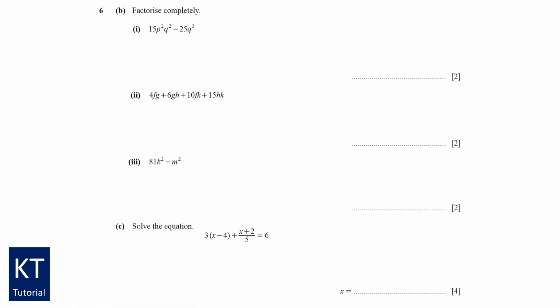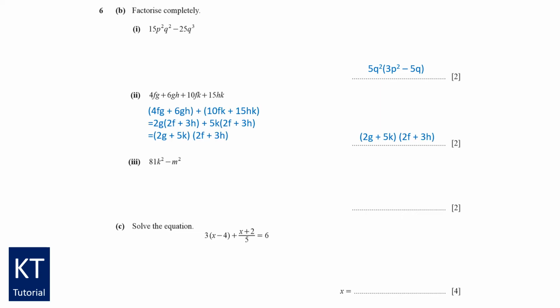Question 6b. Factorize completely the first expression. This factorization involves identifying common factors. Next, factorize completely the second expression. In this case, you would factor the first portion and the second portion independently to arrive at the answer. Next, factorize completely the third expression. This is a variation of x squared minus y squared being a product of (x minus y) and (x plus y). Next, solve the stated equation. By doing the math, x is 5.5.